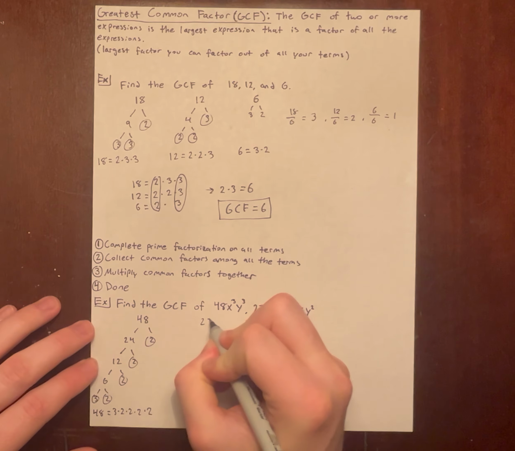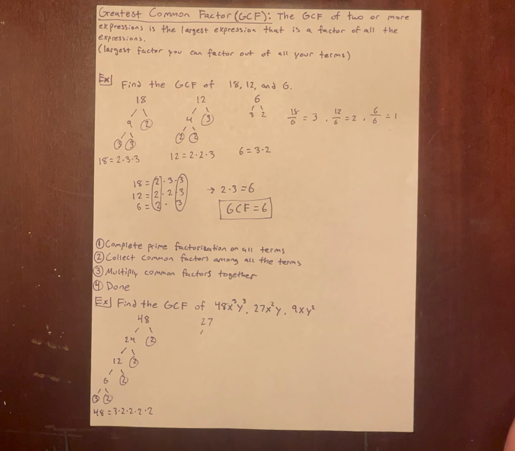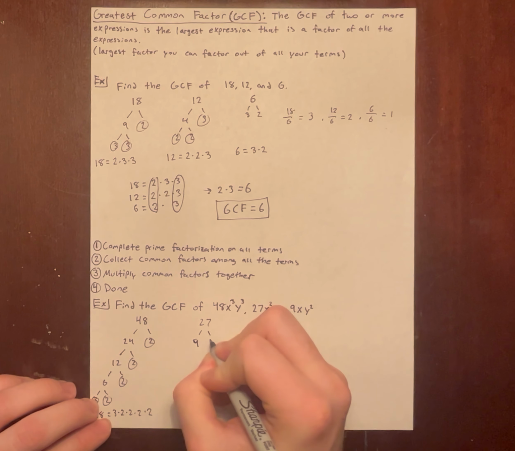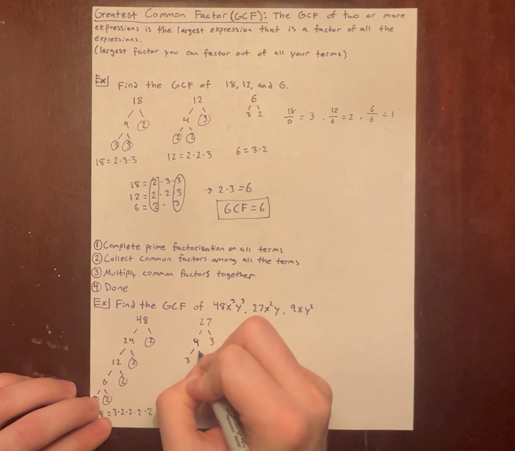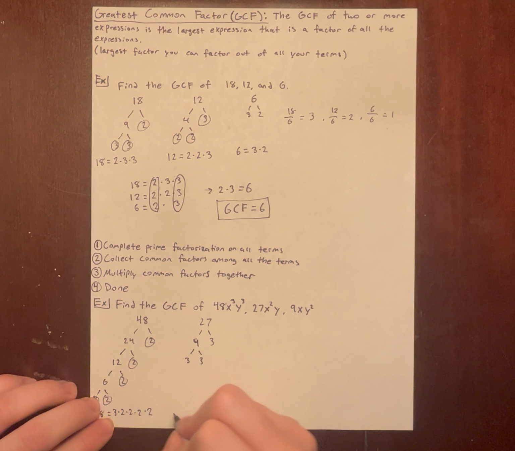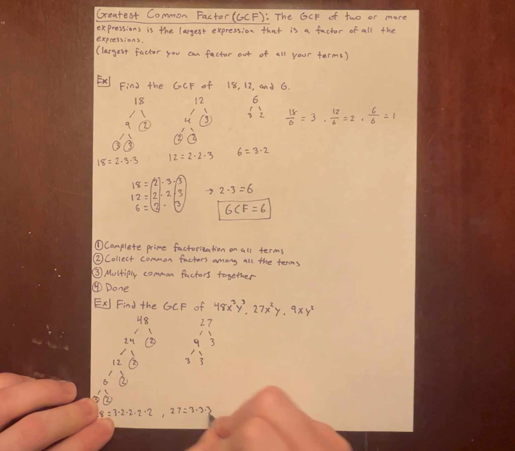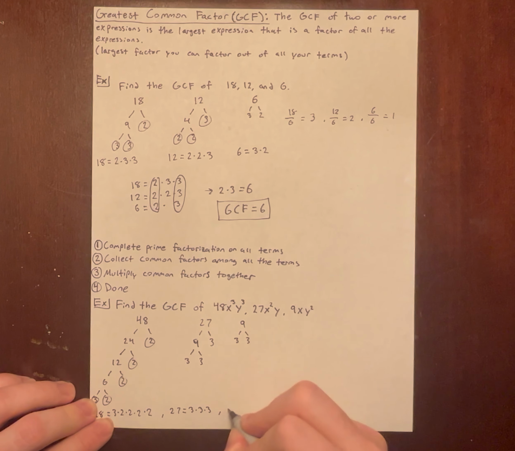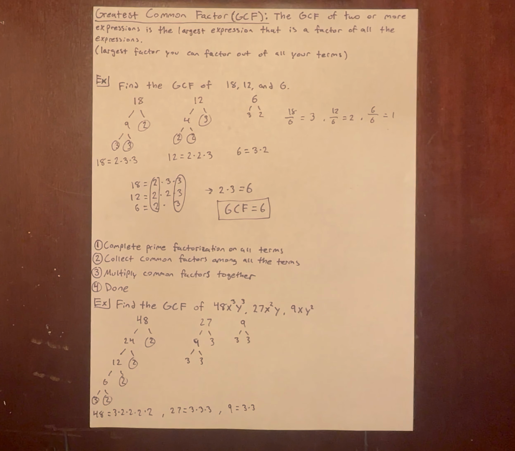Let's do 27 now. This can't be divided by 2 because it's an odd number, but it can be divided by 3. So we'll split this up into 9 and 3. This is prime, so we leave this branch alone. And then 9 just gets split up into 3 and 3. So 27 has a prime factorization of 3 times 3 times 3. And 9, we just showed, is 3 and 3. So 9 has a prime factorization of 3 times 3.